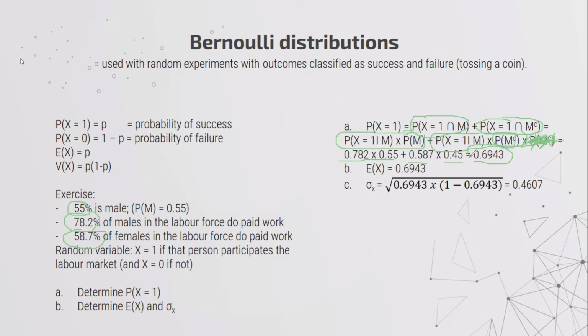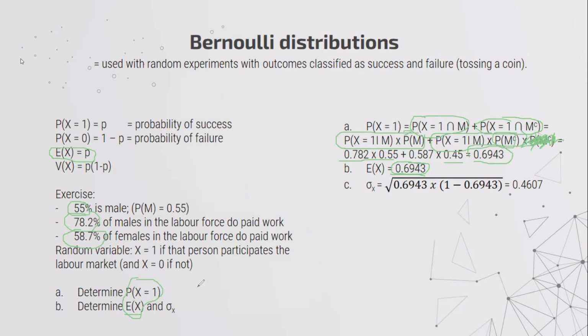And now comes the easiest part. We have to determine the expectation, point B, the expectation of X. But we already know from the formula that the expectation is just the probability of success. And in our case, the probability of success is having paid work. If someone does paid work, it's a success. If not, it's a failure. So we just have to equate it to P, and we already found P, which is 0.69. So we just copy and paste the same number as in A. Those two numbers are the same.